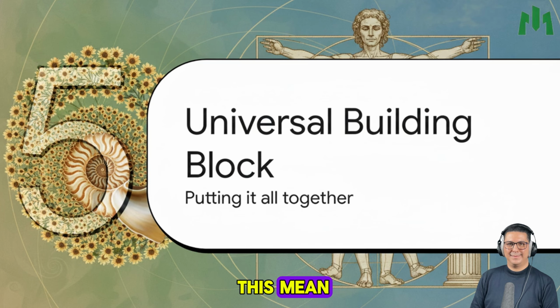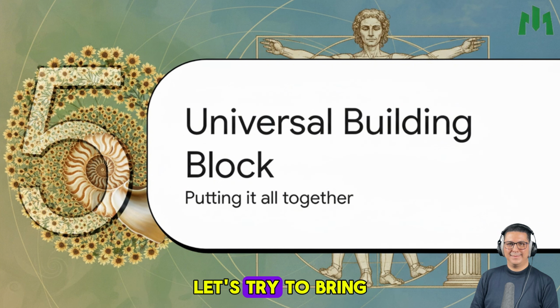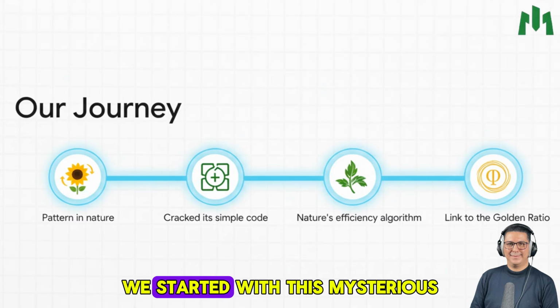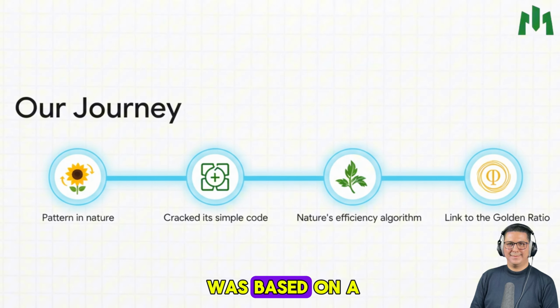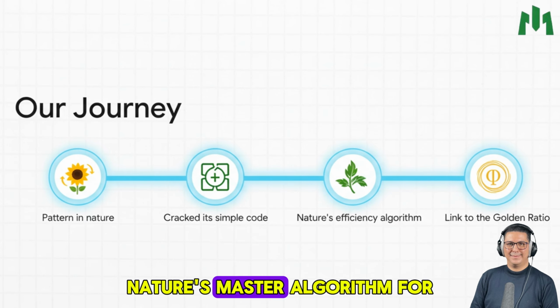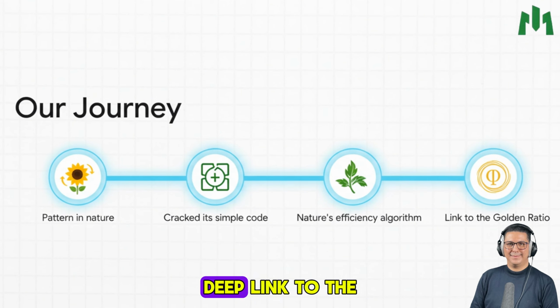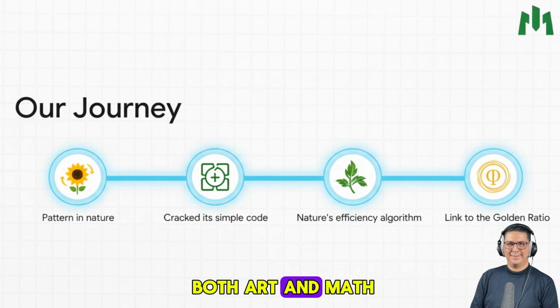So what does all this mean? I mean, we started out looking at a pattern in flowers, and somehow we ended up talking about classical art. Let's try to bring this all together. Think about the journey we just took. We started with this mysterious, beautiful pattern we see all over nature. Then we cracked its code and found out it was based on a ridiculously simple rule. We realized it's basically nature's master algorithm for being efficient. And then we uncovered its deep, deep link to the golden ratio, a fundamental constant in both art and math.